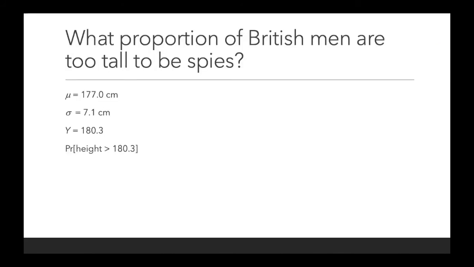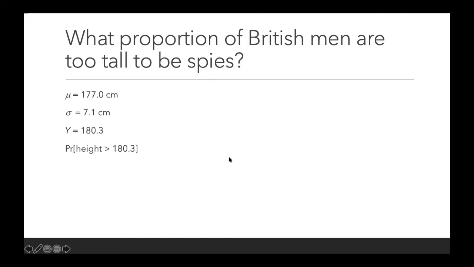So how might we do this? Well, we know that the mean height of British men is 177 centimeters. The standard deviation of height is 7.1 centimeters. And this observation, this threshold that we want to explore, is 180.3 centimeters. So what we want to determine then is what the probability is of a British man having a height greater than 180.3 centimeters.